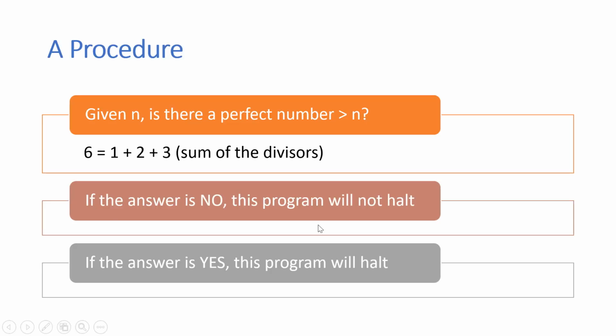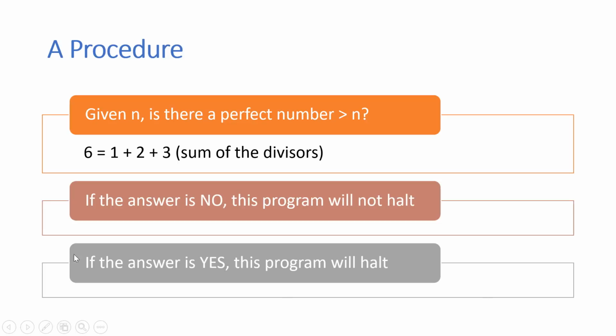So checking if a given number is a perfect number is not that hard. We can find all its divisors and see if they add up to the number itself. So we can definitely write a program to check if a number is a perfect number or not. However, if you have to write a procedure to check if, given a number n, there is a perfect number greater than n, that's going to be difficult. That's not going to be hard, but we cannot guarantee this program will terminate.